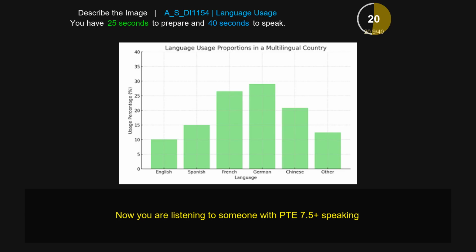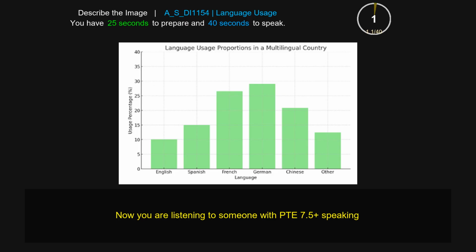up to 40%. After analysis, I can compare that the largest amount is 29% for German, with the lowest amount just 10% for English. Also, the second highest is French at 26%. To sum up, the given bar chart tells about language usage proportions.